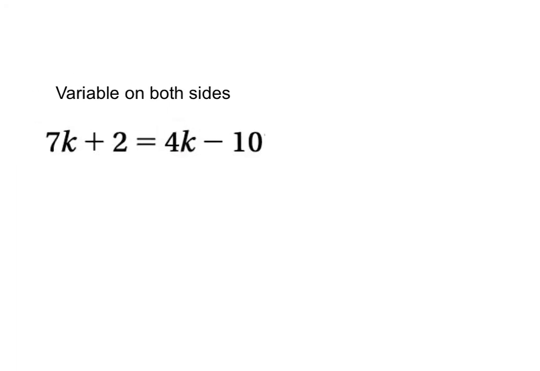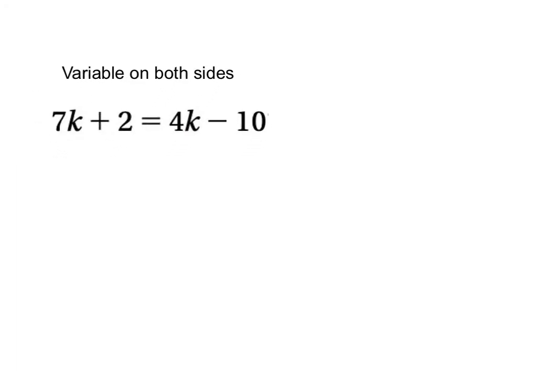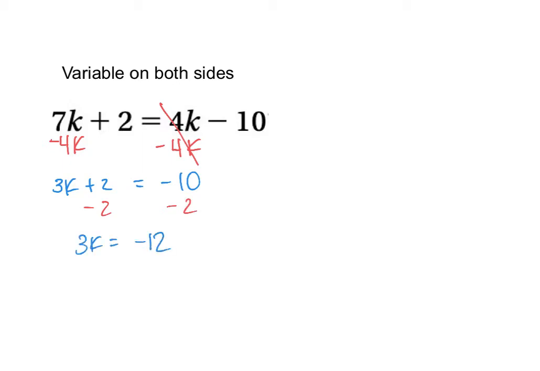All right, again, variables on both sides. So what we want to do, again, is get one of these variables out of the way. So we're going to subtract 4k, that way this will cancel. So we're left with 3k plus 2 equals negative 10. From here, we want to subtract 2 from both sides. 3k equals negative 12. Divide by 3, divide by 3. These will cancel. You'll get k equals negative 4.